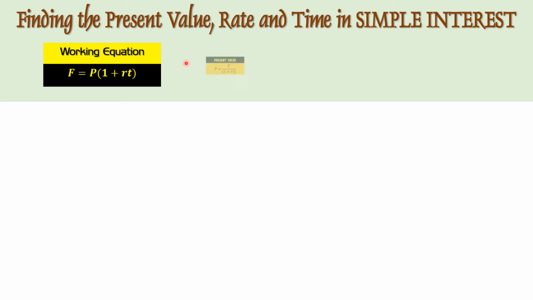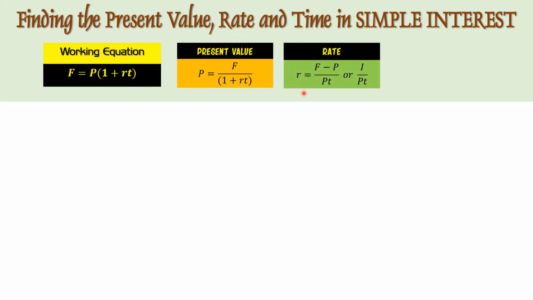So, the formula is capital letter P, the present value or the principal amount, is equal to future value divided by 1 plus rate times time. Next, how about for the rate? The formula of the rate is small letter r, that is equal to future value minus present value or principal amount, divided by present value or principal amount times time. And if the interest is given, we can simply use this formula: interest divided by principal or present value times the time.